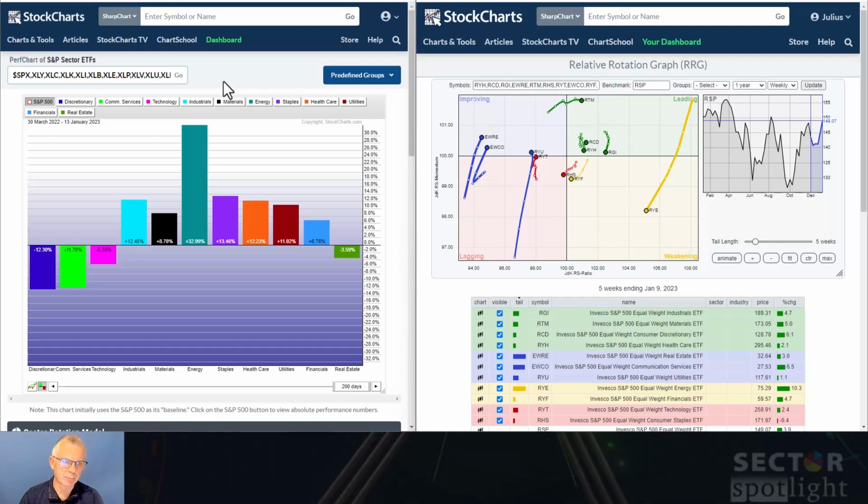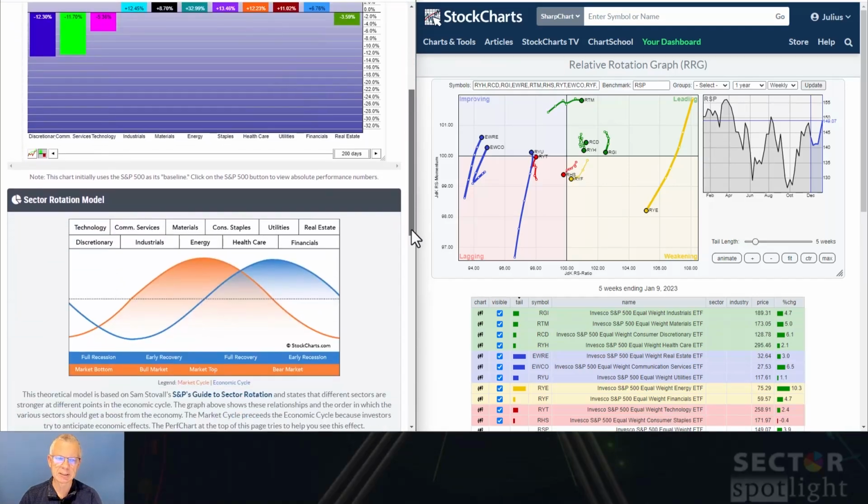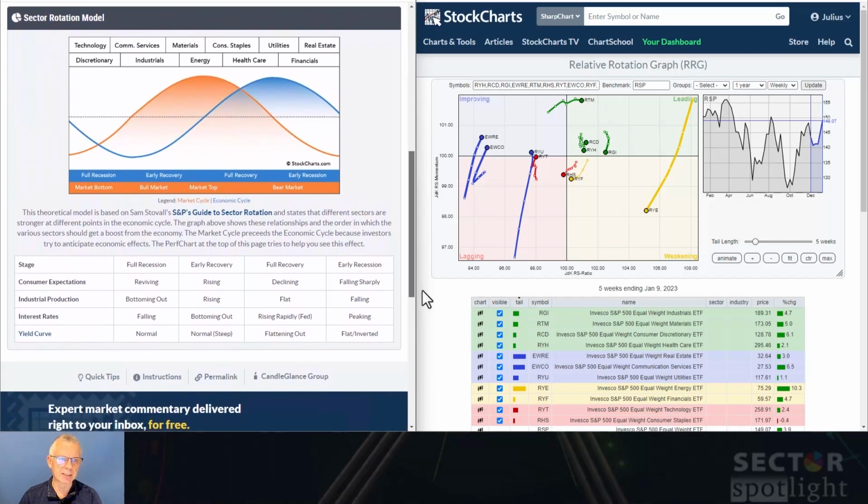If you go to the perf chart, that's this chart here, which shows you the historical performance of all the sectors or any group of tickers that you put in there, and you scroll down, then you will find the sector rotation model framework below it, with the sine waves that it's trying to track and the macroeconomic indicators. Please don't forget this part below because it's an integral part of that sector rotation model.